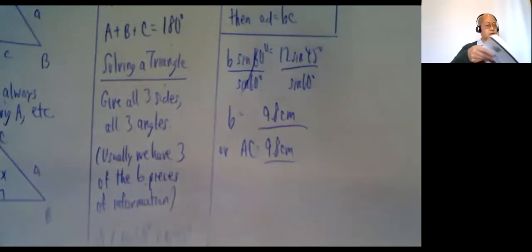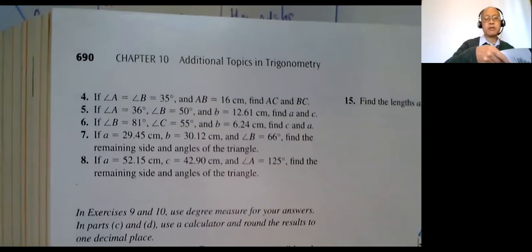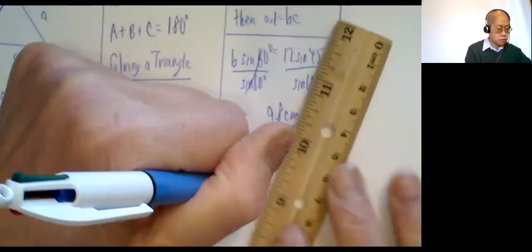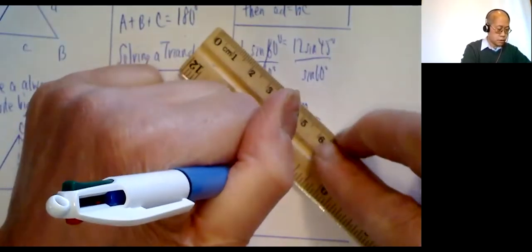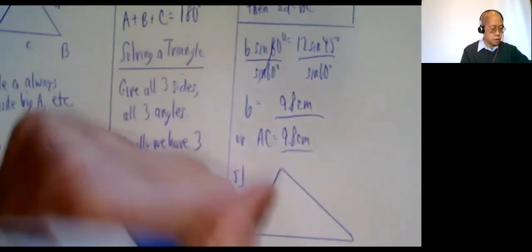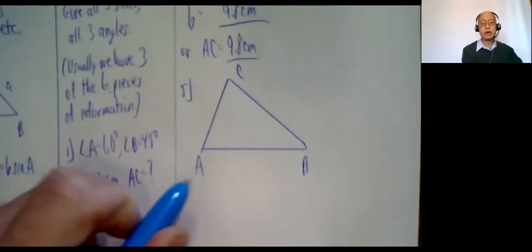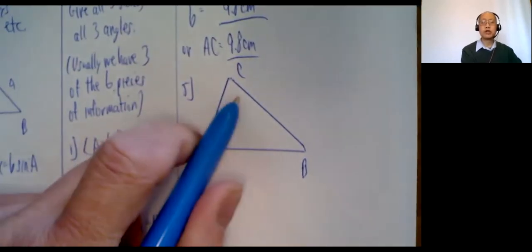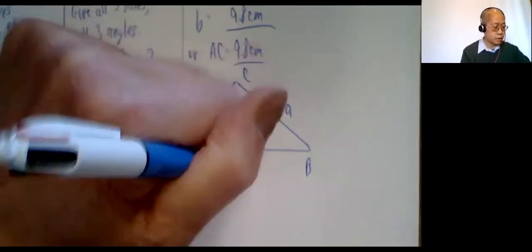Okay, number 5. Show you that one. Number 5: angle A, angle B, and little b, find little a and little c. So I draw my triangle. A, B, C. Do I have to put A, B, C here? No. If you like that to be A and you like that one to be B, that's okay. But once you do that, the little letters have to go opposite, right? So little a, little b, little c.